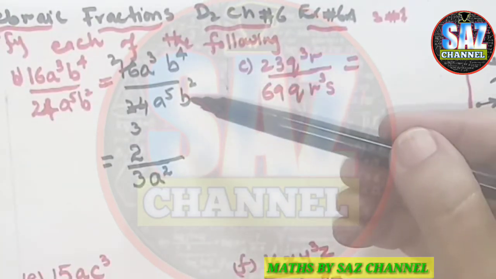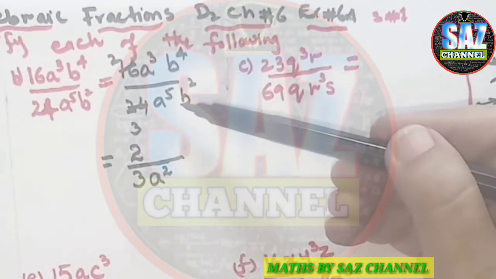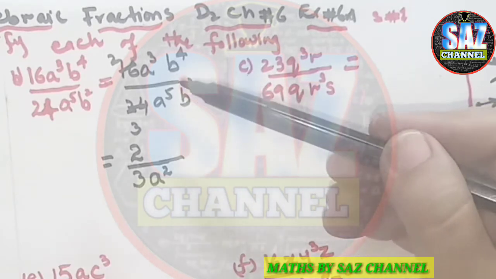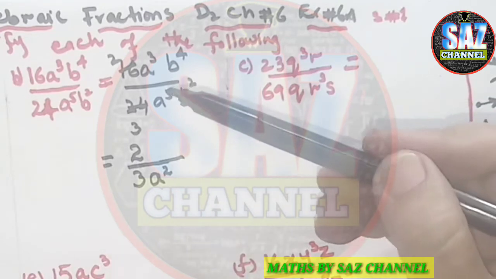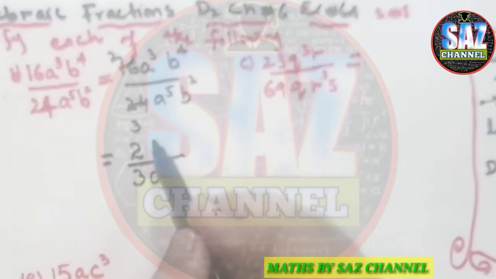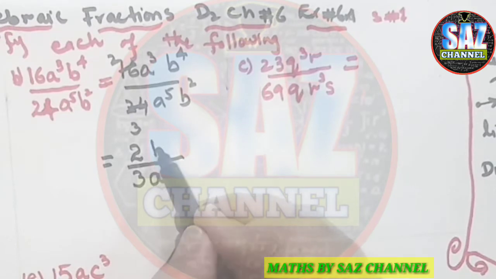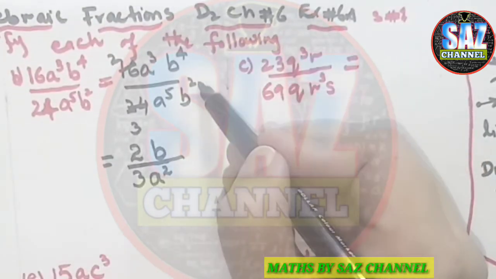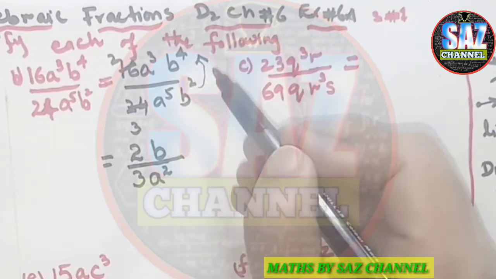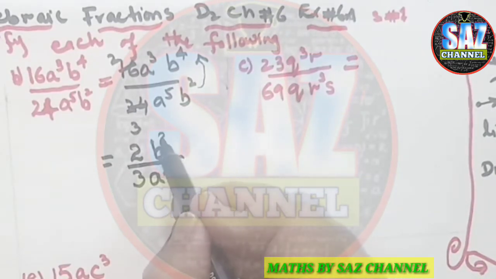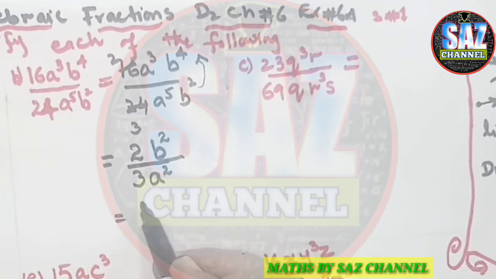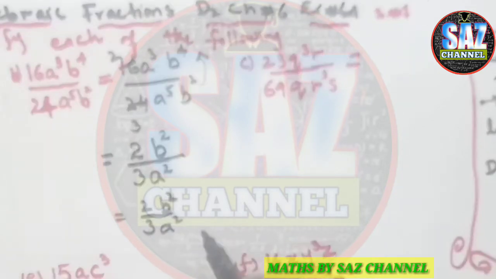And now coming to b terms, b^4 upon b^2, again b is having a value in the denominator and numerator both, so we have to apply the division law of indices with same bases. But b has a larger power in the numerator, so I'll keep the difference in the numerator, and according to the quotient law it will become b^(4 minus 2), which is b squared. So the final answer will be 2 by 3 into b squared by a squared. I hope you are clear about this question.